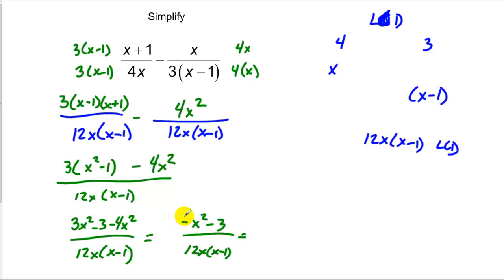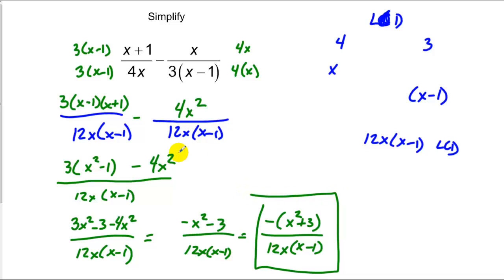I'm never a fan of leaving a negative x squared, so I'll factor out a negative 1 and get x squared plus 3 over 12x times x minus 1. Nothing left in common, nothing left to factor, no common factors that are exactly alike, so that's my final solution.